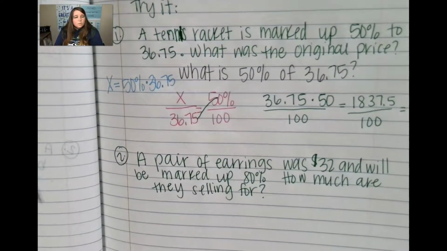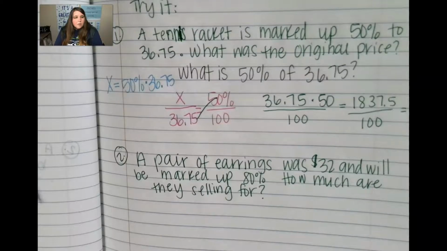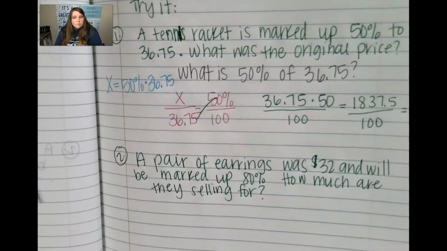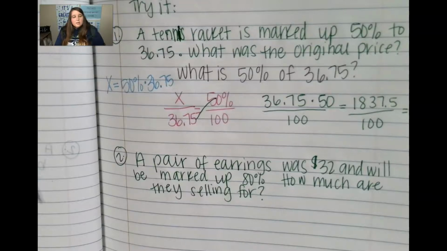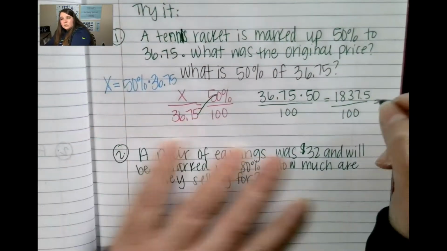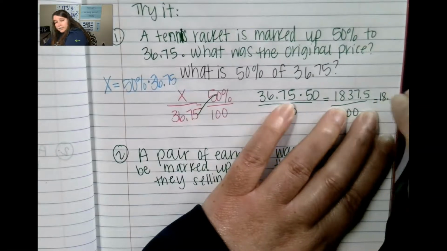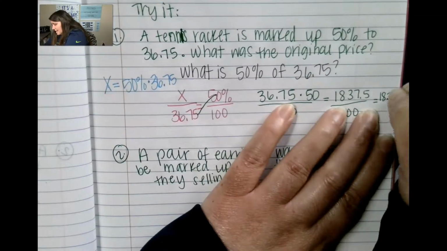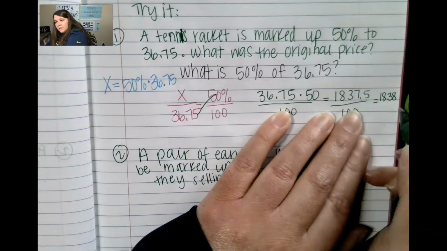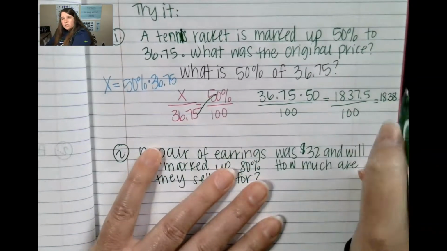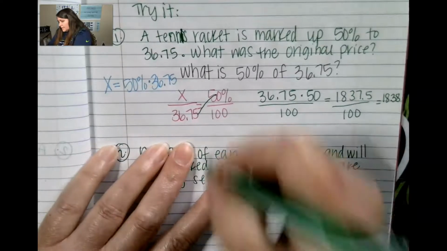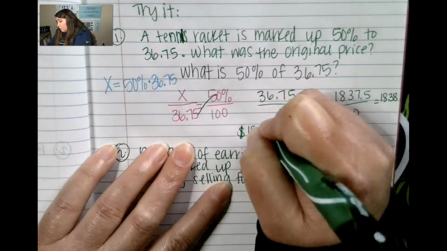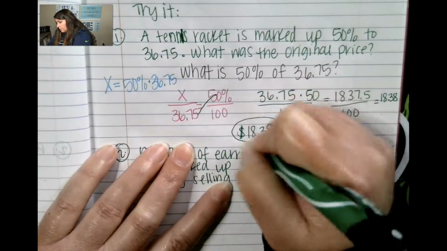Okay, this is one of those ones that we're going to have to round. We're going to divide 1837.5 by 100. This will allow us to round. So the answer that we end up with is $18.38. I'm going to use this 5 to tell the 7 to become an 8. So what was the original price? The original price is $18.38. So that was how much it cost before they marked up the profit.